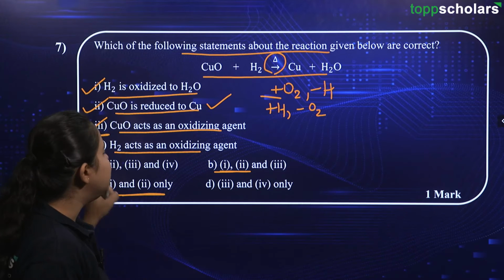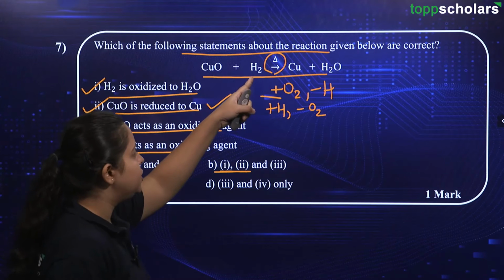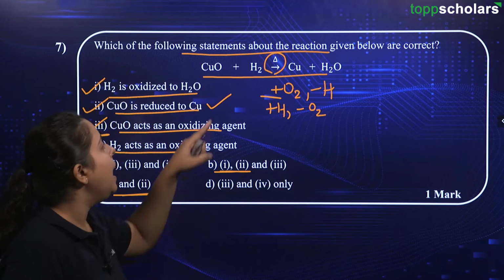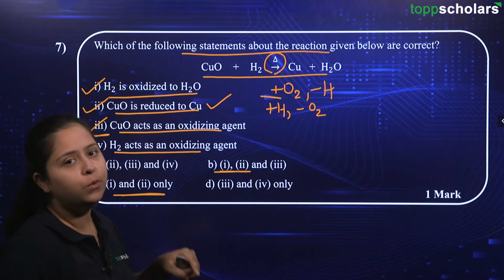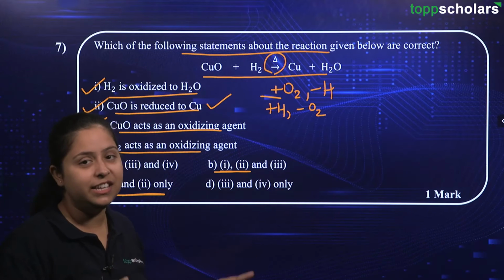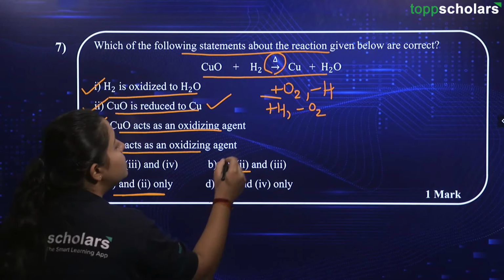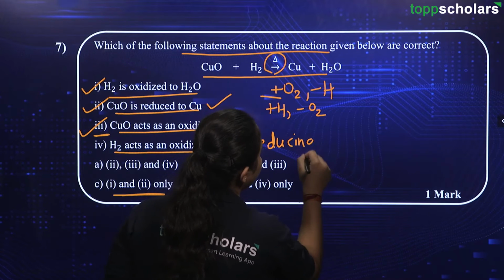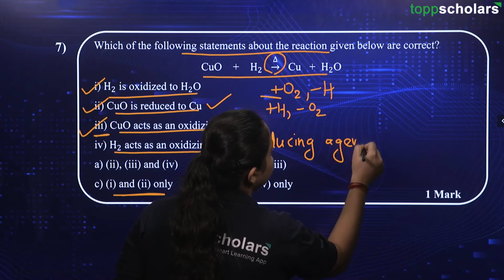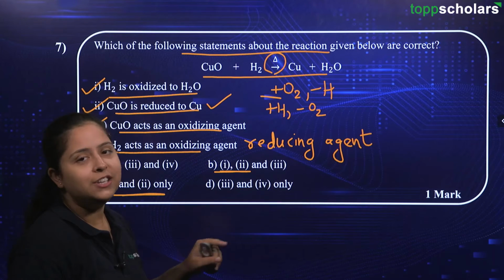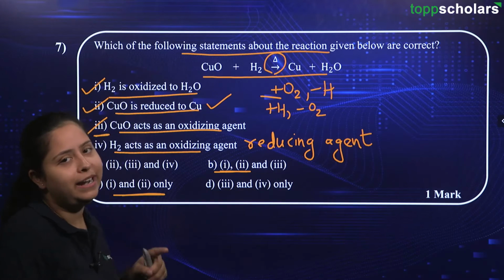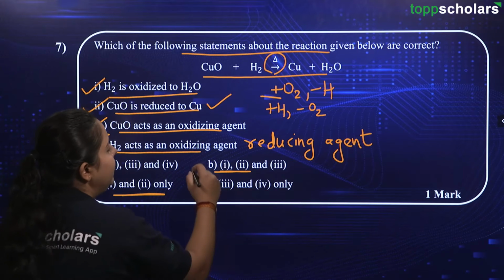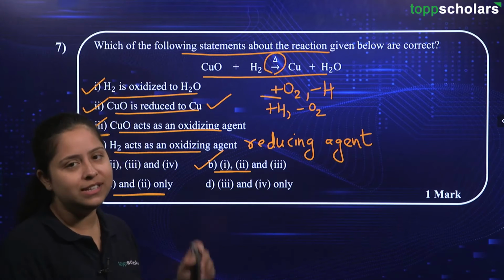Coming to H2 acts as an oxidizing agent. This H2 is itself oxidized, and it is causing the reduction of CuO. So this is not an oxidizing agent, but it is a reducing agent. If it would have been a reducing agent, then we would have chosen this statement as well for our correct answer. But now, only 1, 2 and 3 are correct, hence option B is the correct answer for this question.